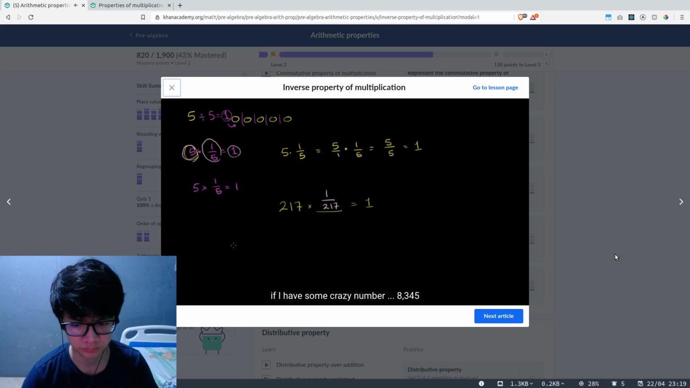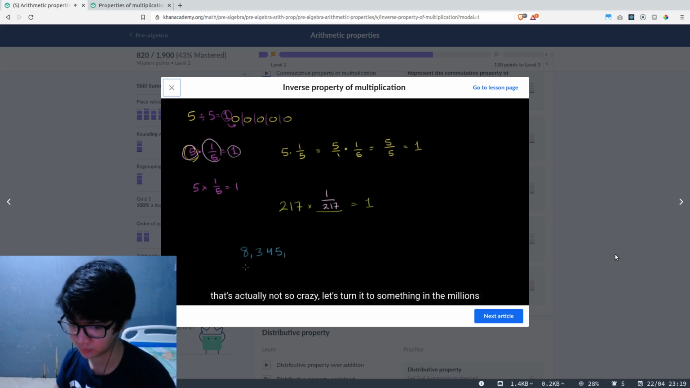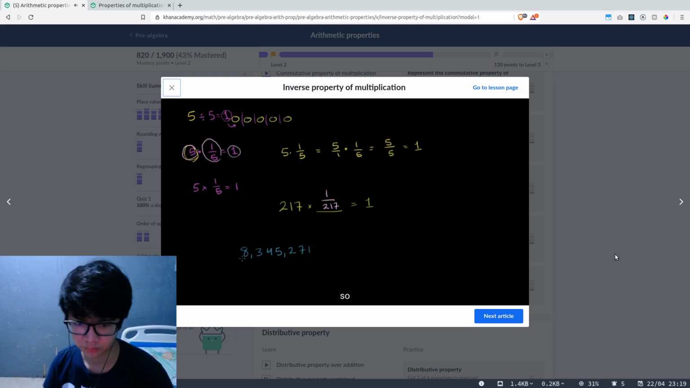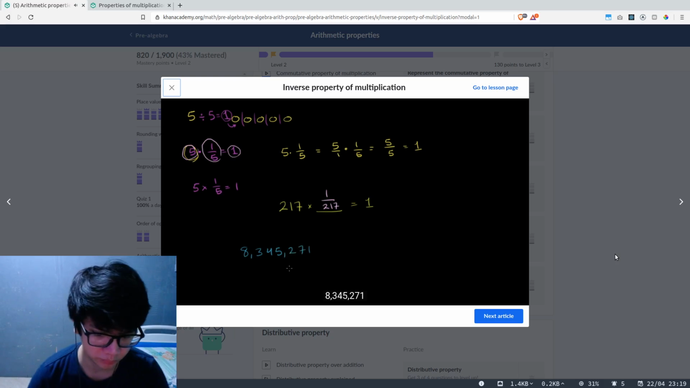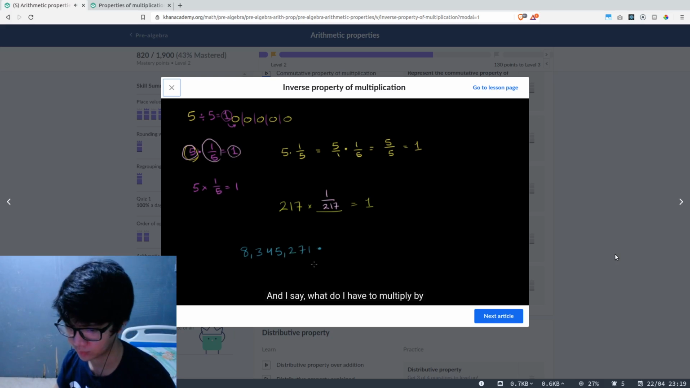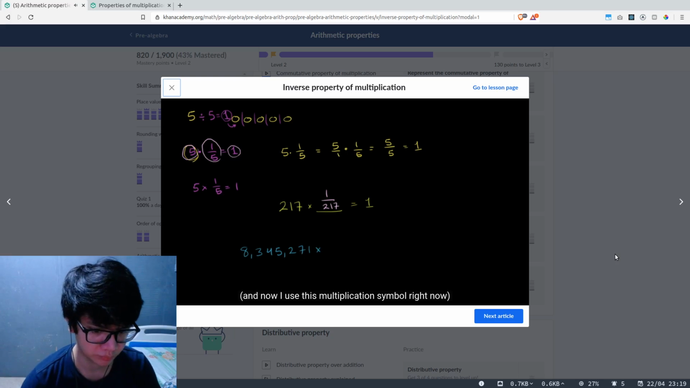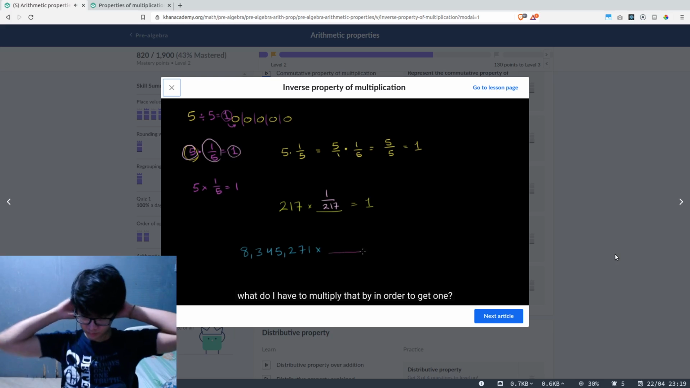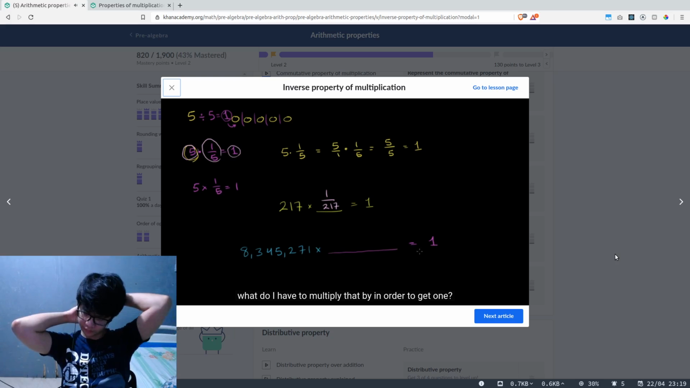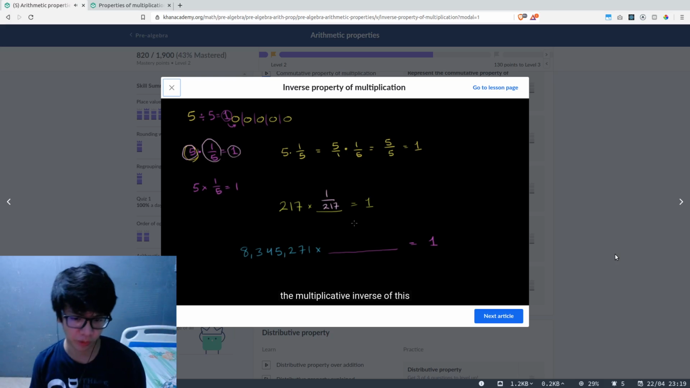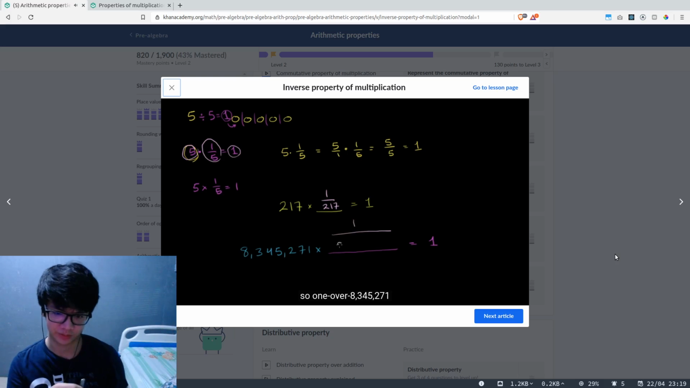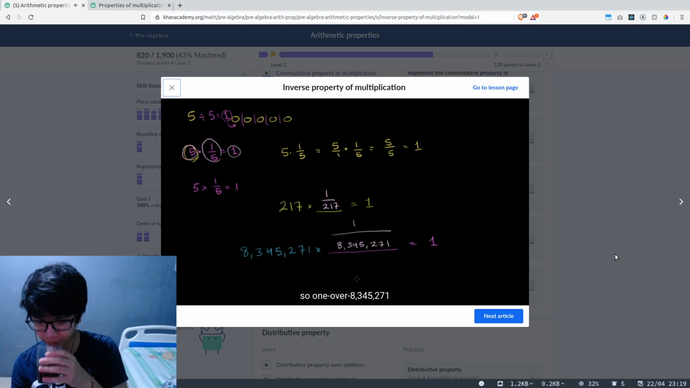If I have some crazy number, 8,345, that's actually not so crazy. Let's turn it into something in the millions. 8,345,271. And I say, what do I have to multiply that by, and I'll use this multiplication symbol right now, in order to get 1? Well, I just have to multiply by the multiplicative inverse of this. So 1 over 8,345,271.